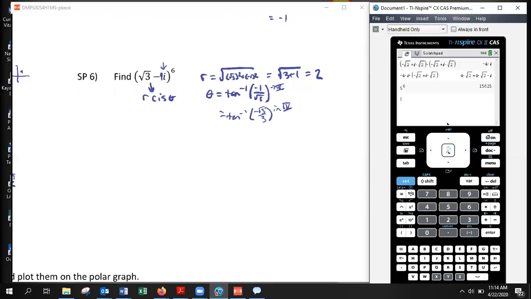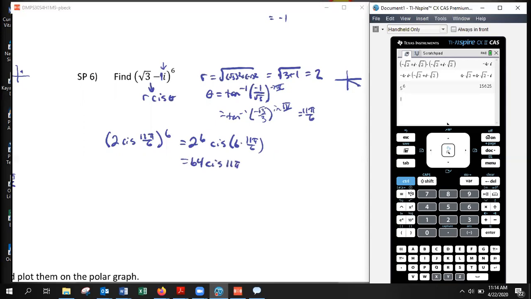So what is the inverse tangent of negative square root of 3 over 3, but in quadrant 4? I like to draw this out. We're down here. So everybody should realize that is 11 pi over 6. So our complex number is really 2 cis of 11 pi over 6. We take that to the 6th power. That's equivalent to 2 to the 6th cis of 6 times 11 pi over 6, or 2 to the 6th is 64 cis of 11 pi.